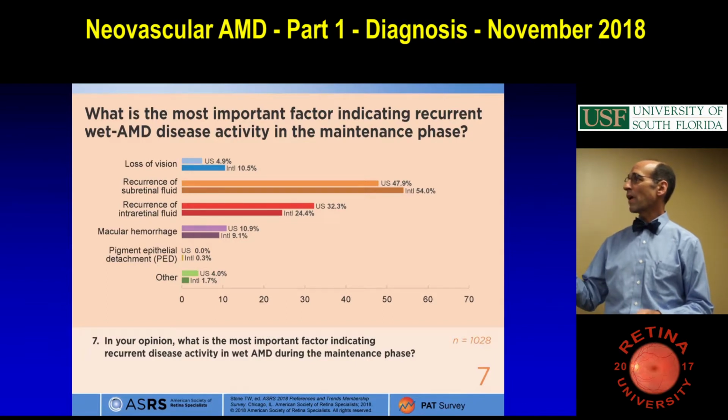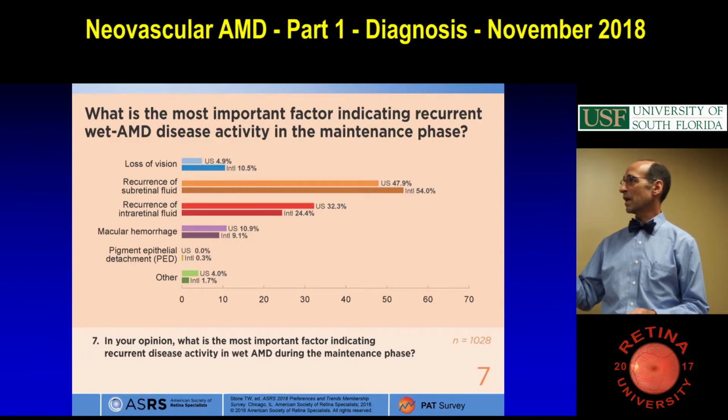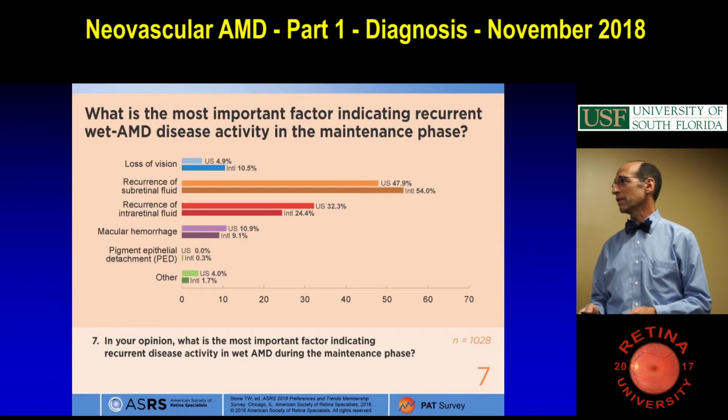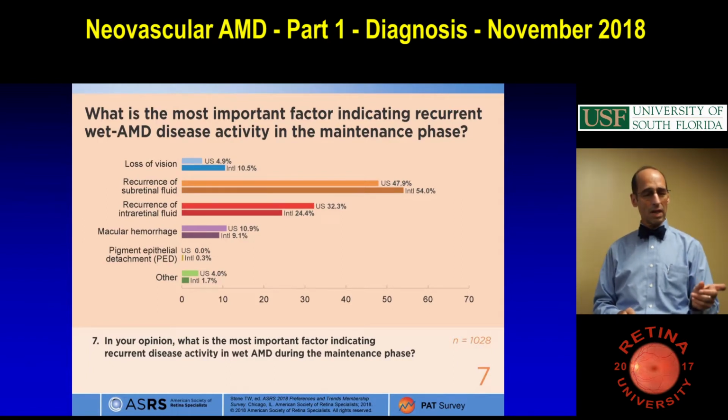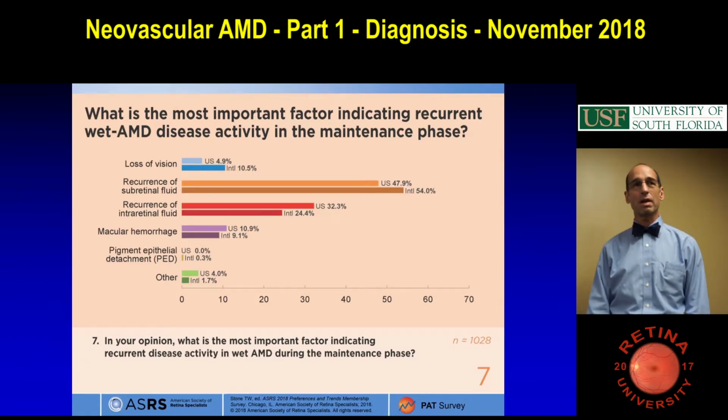Most important thing for following people with wet AMD to see activity, most people look for subretinal fluid. Because people's vision will go up and down. In fact, somebody did look at the studies, and I believe it's 10% of visits in one of the big studies, the vision would be, I think, 2 lines off. So it's not uncommon for someone to come in and their vision just measures terrible. And if the testing looks the same, it's probably just they're having a bad day.